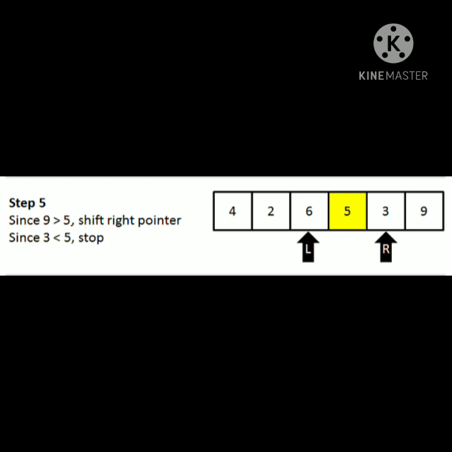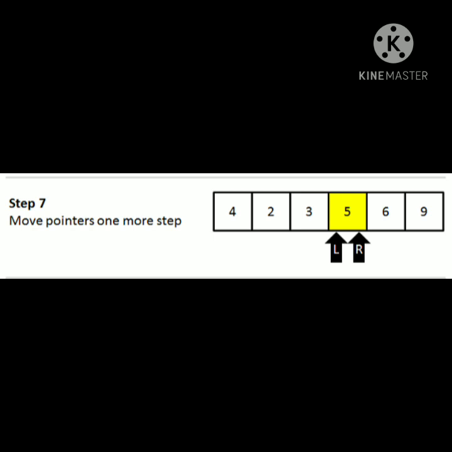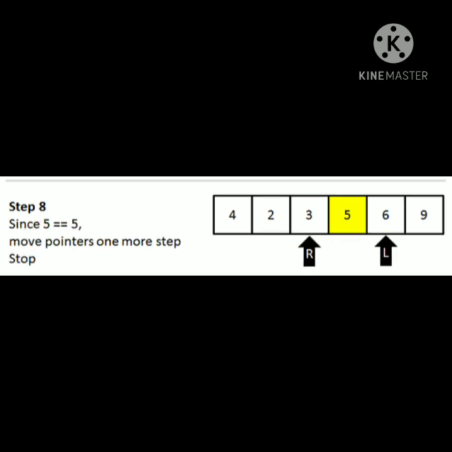For step 5, since the 9, which is our right pointer, is greater than 5, shift right pointer. Since our right pointer is now at 3, 3 is less than 5, then stop. So, step 6 is swap values at pointers. Step 7, move pointers one more step. And step 8 is since 5 is equal to 5, move pointers one more step, then stop. If the left pointer and the right pointer don't meet, go to step 1.